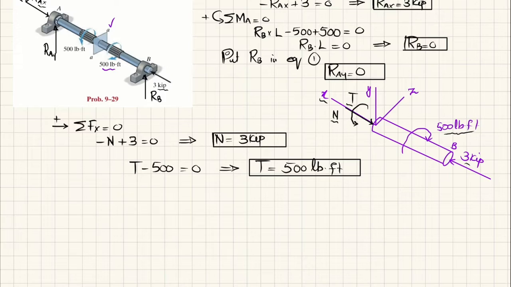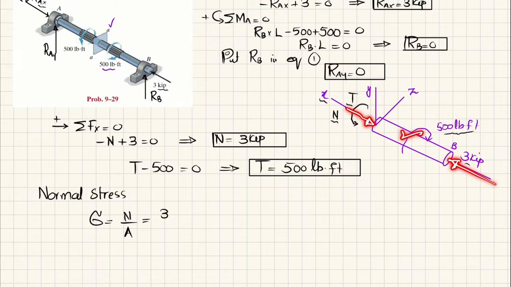So first we will find the normal stress. Normal stress will be equal to force per unit area. N is given as 3 kip, that is compressive load. You can see that this is compressive, causing the shaft to compress. So it will be minus 3 kip.